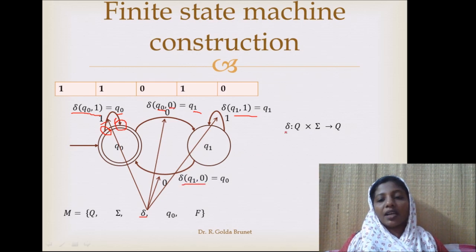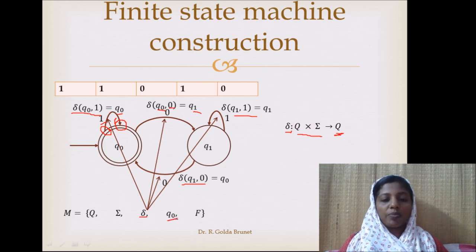So in general, transition function is a function which is a mapping from the domain Q cross sigma, which is the Cartesian product between the set of states and the set of symbols. It is mapped to the range, the states. The range is the states.